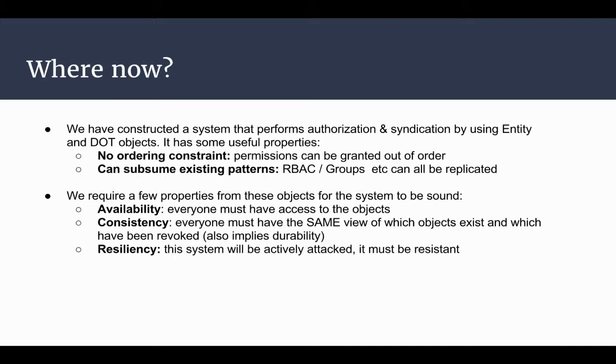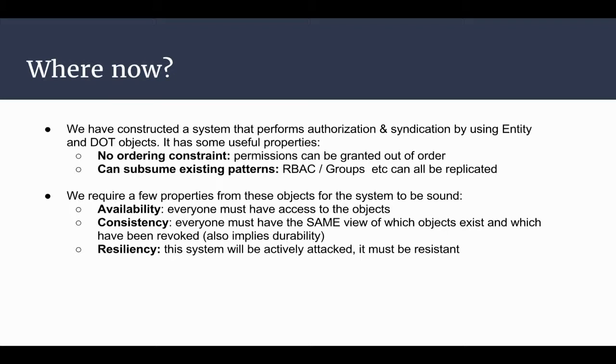We require a few properties from these objects in order for the system to actually function and be sound. So firstly, we've kind of glossed over availability. We assume that everybody has access to these objects. When an entity is created or a delegation of trust is created, everyone must have access to this. And more strongly, we require that everyone has the same view of which objects exist and which don't. Otherwise, we lose the objectivity of the proof.